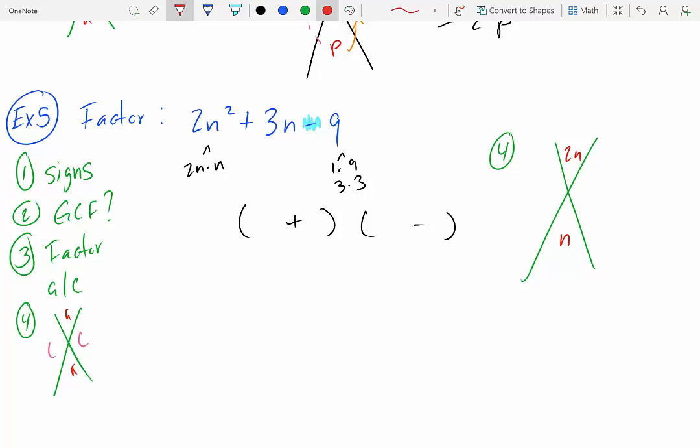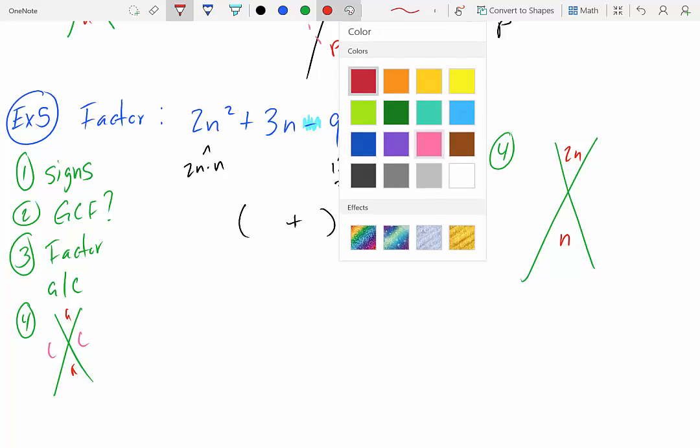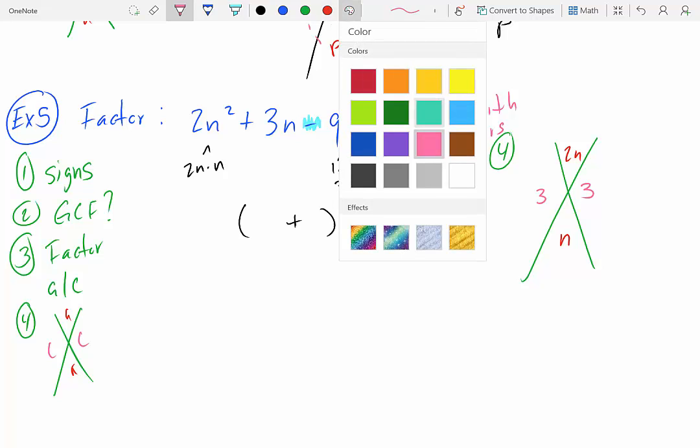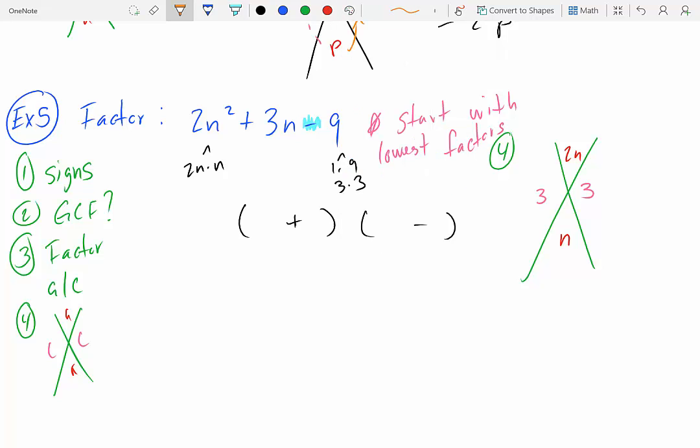Now, there's always a helpful hint when you're choosing your factors to multiply by. You want to start with your lowest factors, meaning the smallest numbers. So 3 times 3 is smaller than 1 times 9, so we're going to use 3 and 3. And we're going to pick a way and multiply. So I'm going to go right this time. Doesn't matter which way you go. Just pick a way and determine, does it work for us.